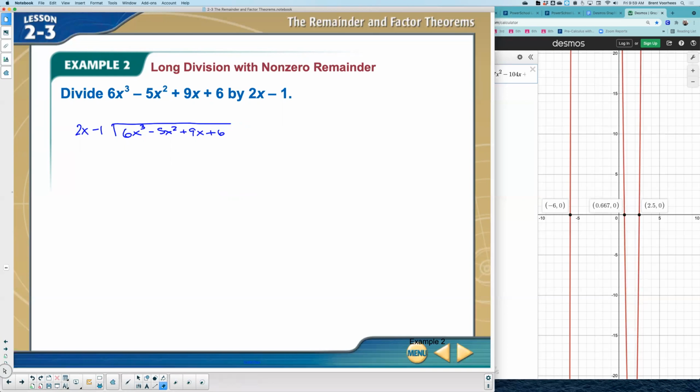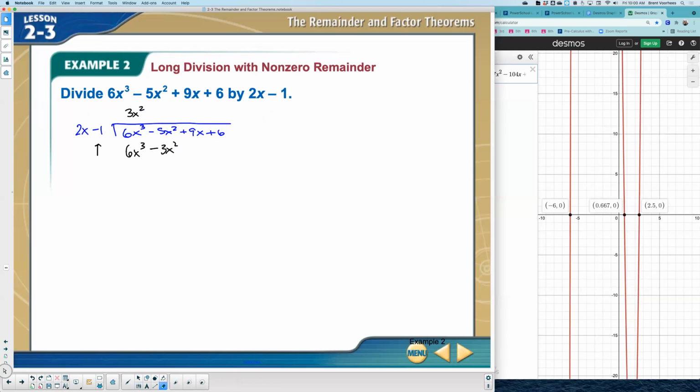And this one just says divide. It doesn't say completely factor or anything like that. The question you ask yourself is, what is 6x cubed, the leading term, divided by the leading term of the divisor? What is 6x cubed divided by 2x? 3x squared. I agree. And so now I just multiply 3x squared by both terms in the divisor. 3x squared times 2x is that 6x cubed we just talked about. But what is negative 1 times 3x squared?